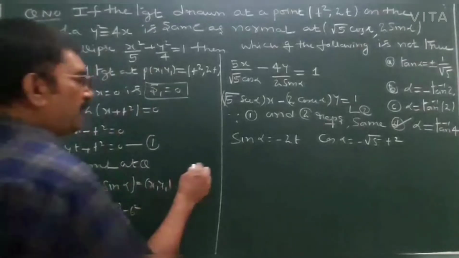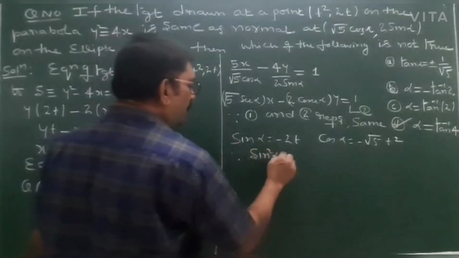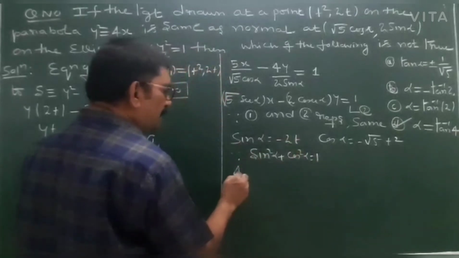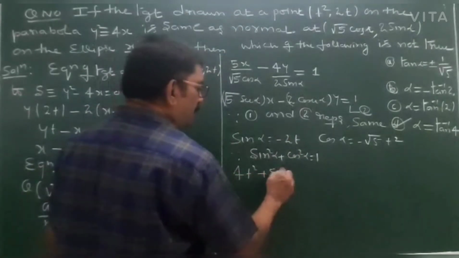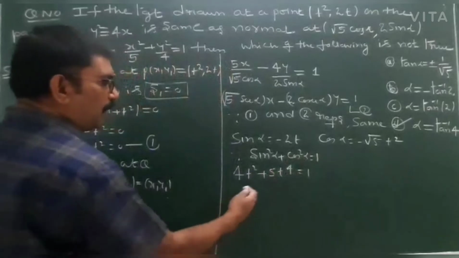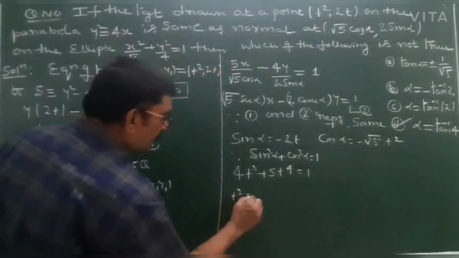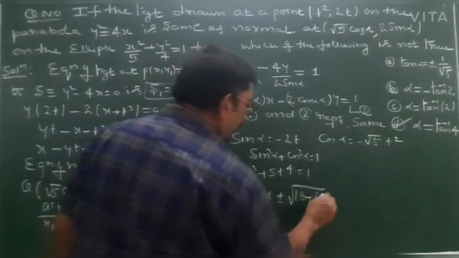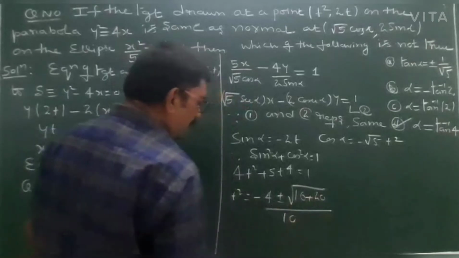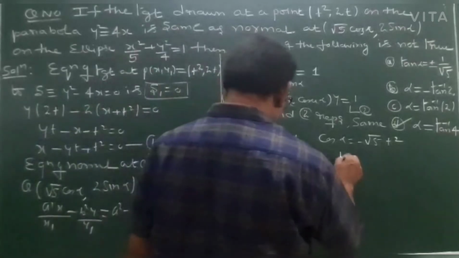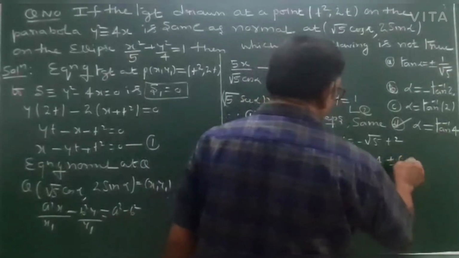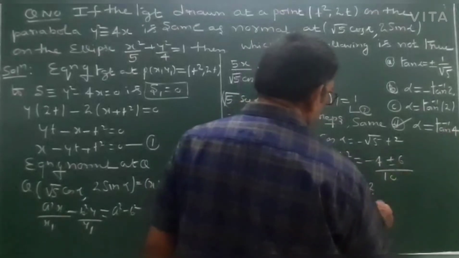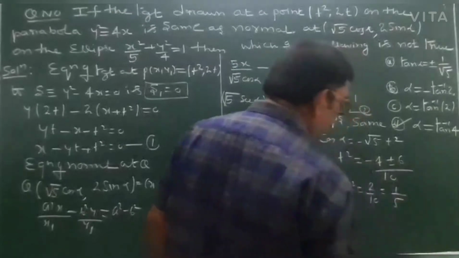We know that sin square alpha plus cos square alpha is equal to 1, so I can substitute. This becomes 4t square plus 5 t power 4 equal to 1, which is a quadratic in t square. So t square is equal to minus 4 plus or minus square root of 16 plus 20 upon 2a, that is 10. So I got t square equal to minus 4 plus or minus 6 by 10. Therefore t square is equal to 2 by 10, that is 1 by 5. t square cannot be negative.